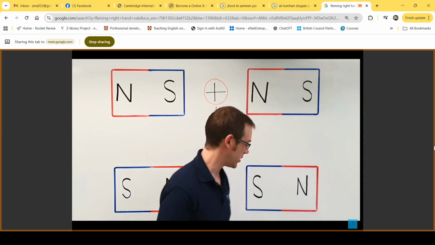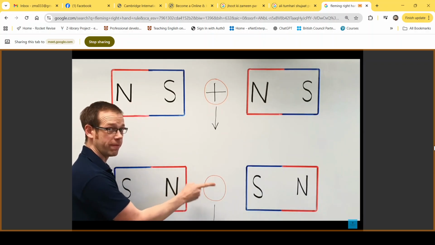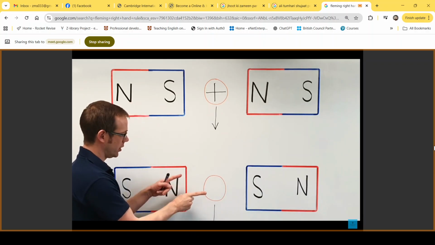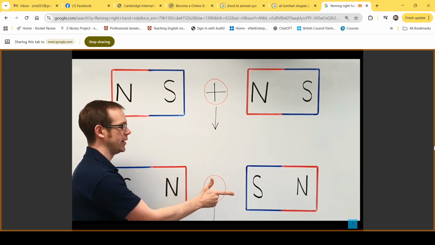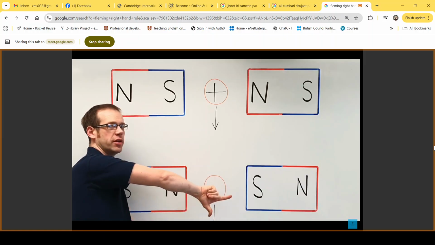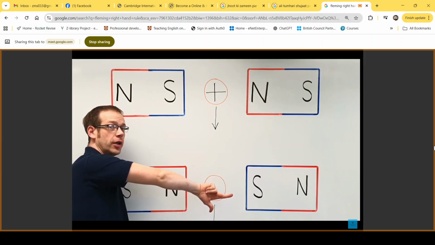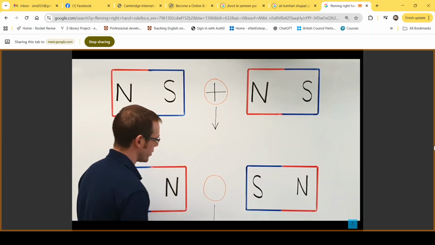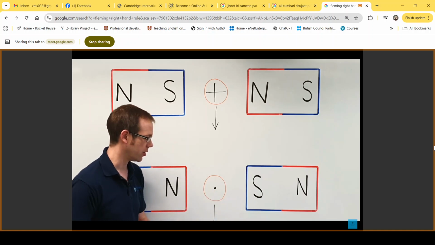And that means now I need to move around, because here I need to point from north to south with my forefinger. So knuckle at the north pole, pointing towards the south pole. My thumb indicates the direction of movement of the conductor, which is going to be going down that way. And then our second finger represents the current flow, which is coming towards us. So we represent that with a little dot inside the conductor there.